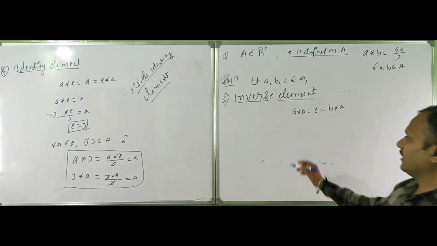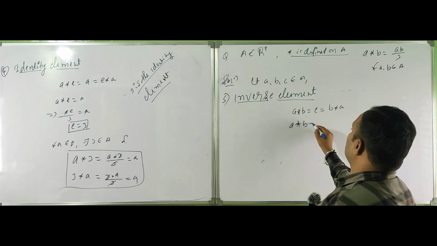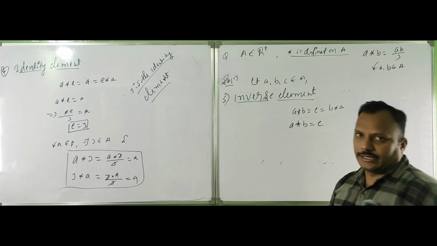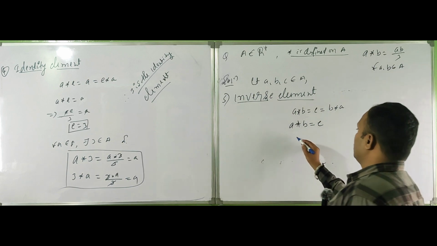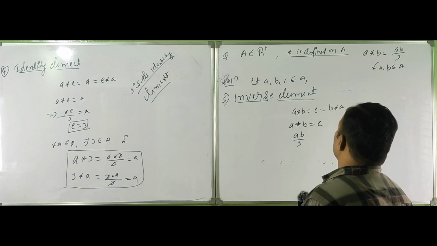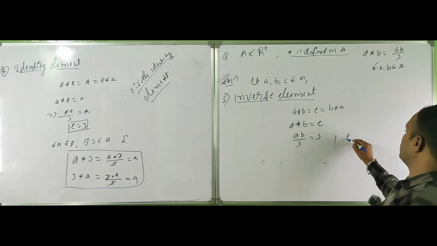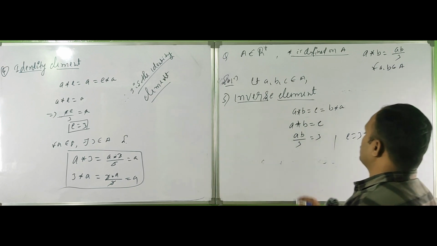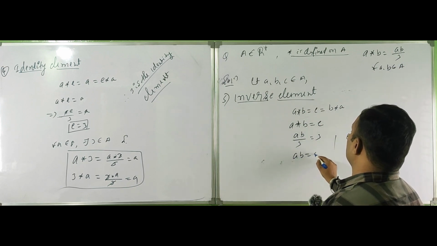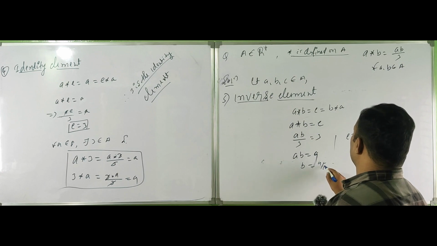Just see how you will find inverse. A star B is equal to E. E we already got as 3, because E is equal to 3 given. A star B is AB by 3, so AB is equal to 9. So B is equal to 9 by A.